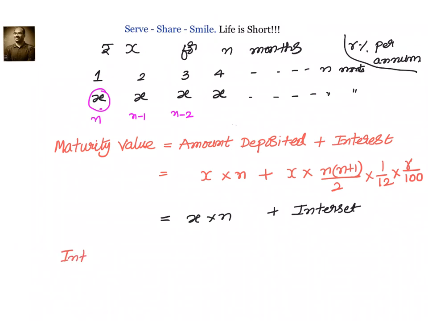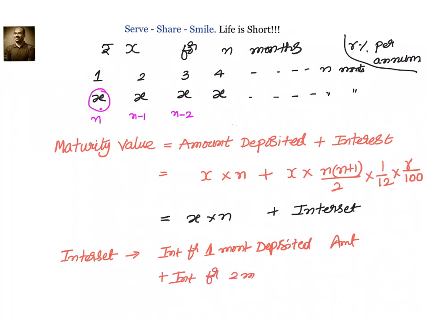The interest we are going to get is interest for the first month deposited amount plus interest for the second month deposited amount, or X, actually it is a fixed amount. Like this we have to do for n months.